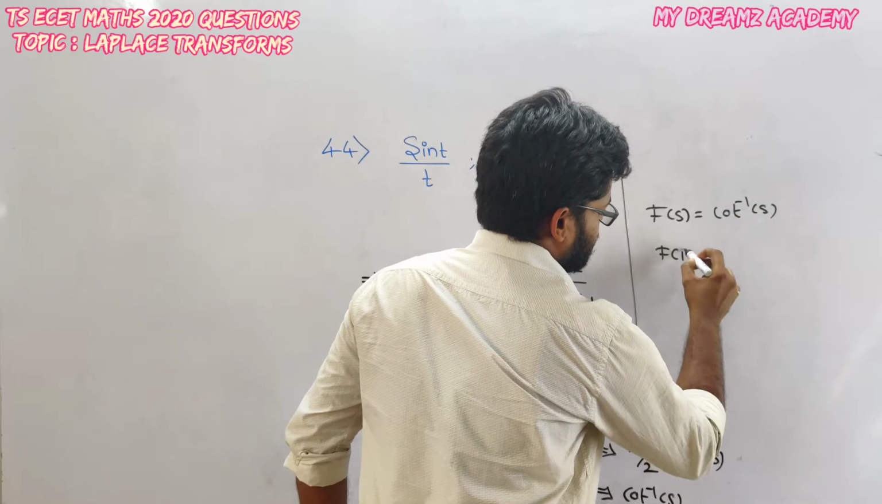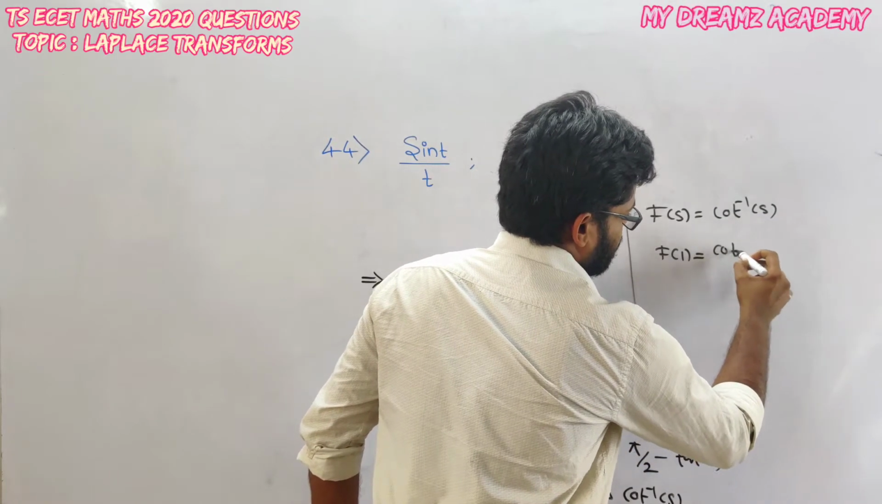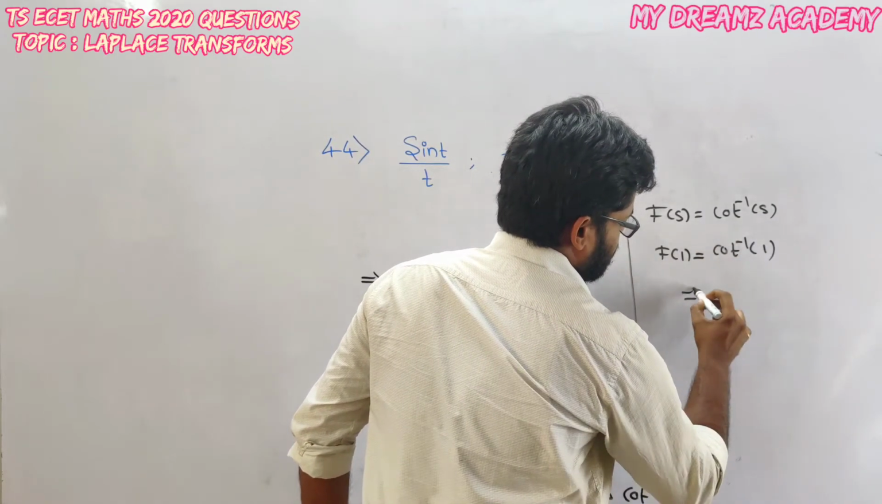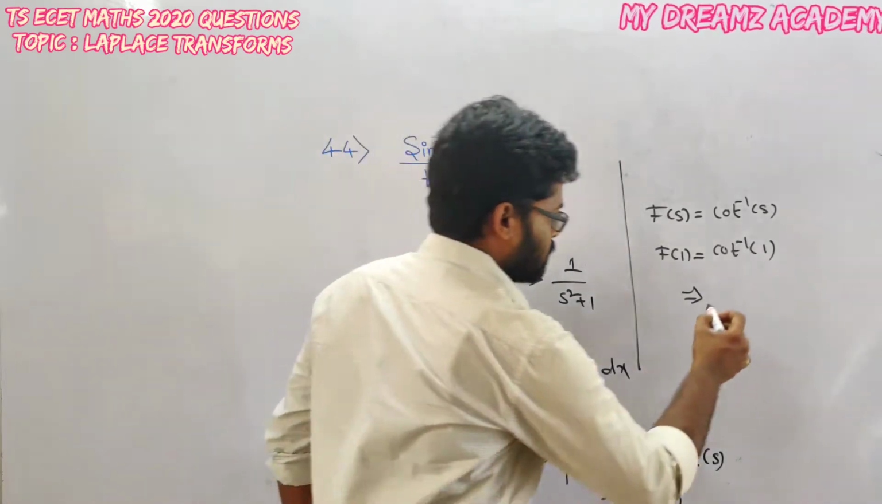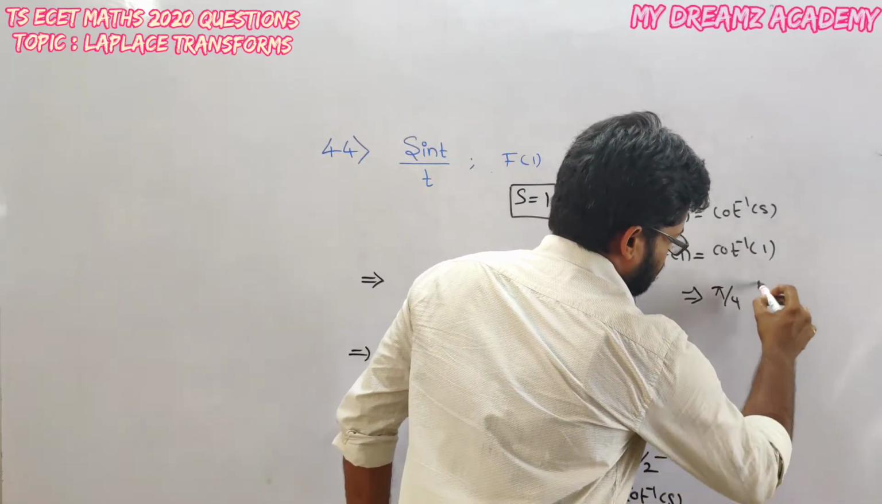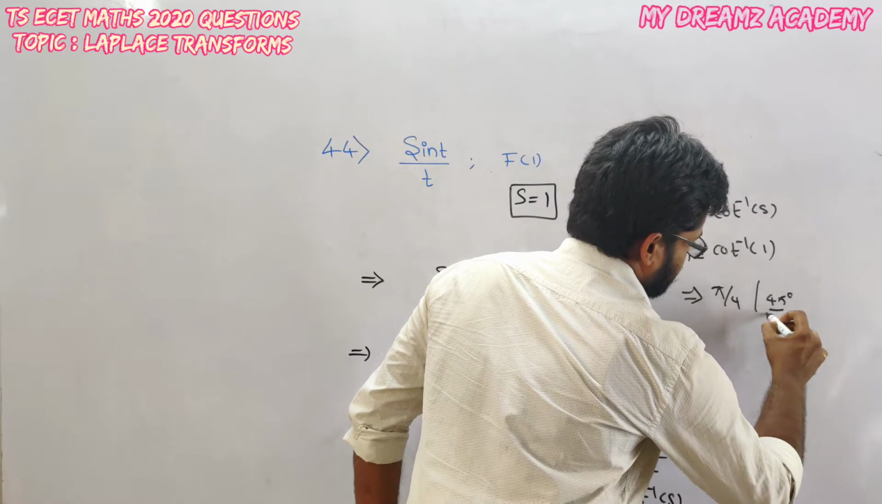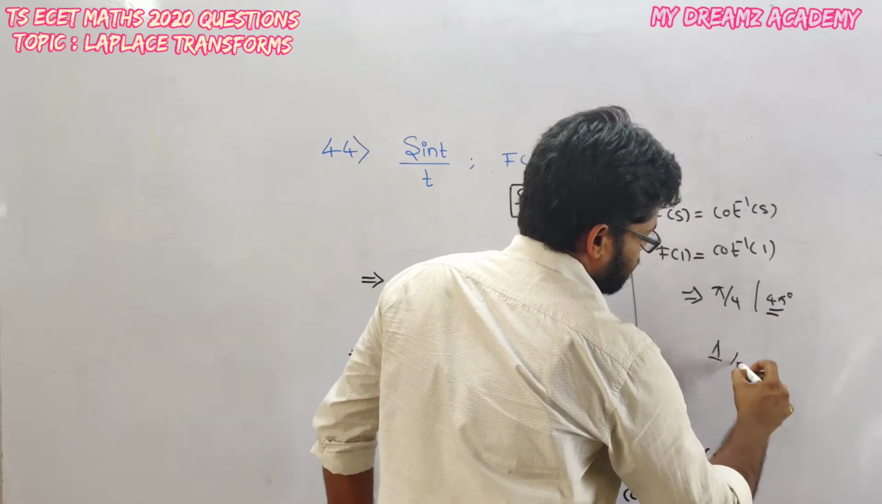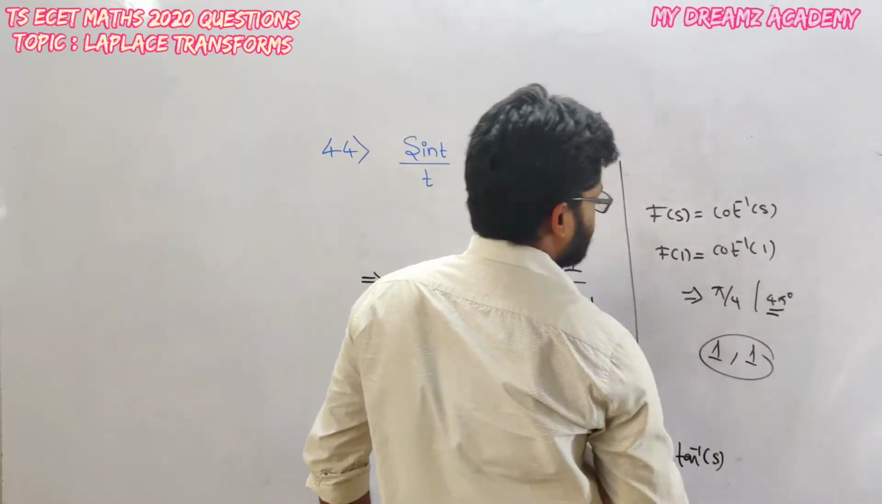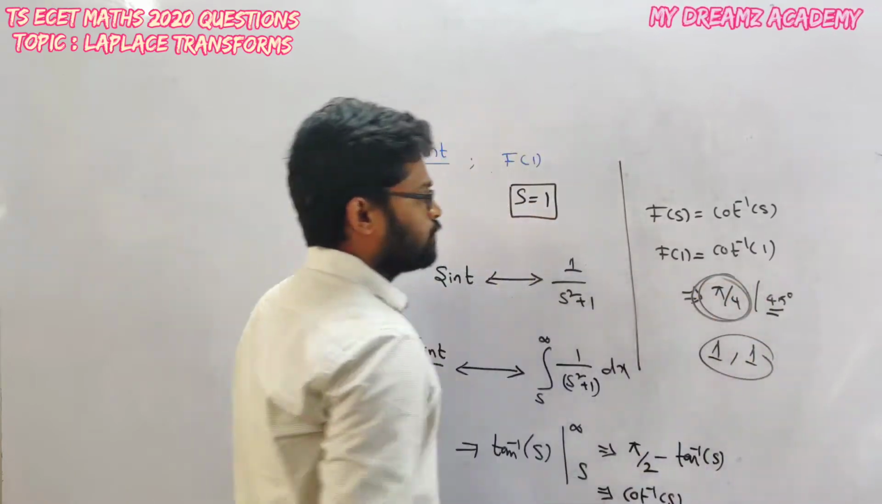f of 1 is equal to cot inverse of 1. Cot inverse of 1 is nothing but pi by 4, or 45 degrees. Cos 45 is 1 by root 2, tan 45 is 1. So the answer is pi by 4.